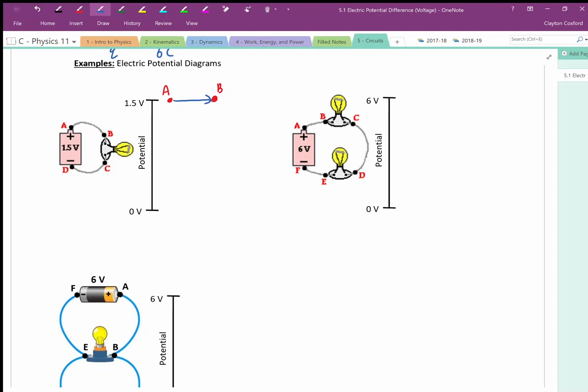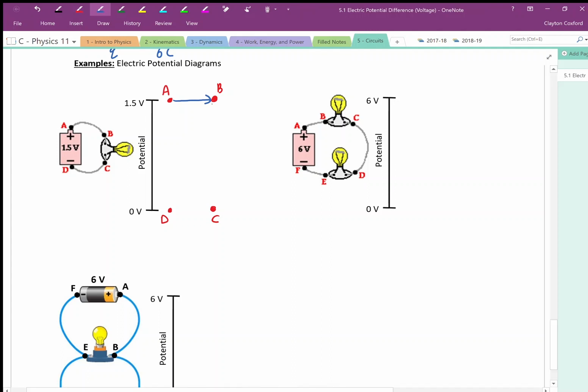But then these charges are going to flow through this light bulb. You can see here locations C and D are also connected by a wire, which means that those two locations are also going to have the same amount of potential. And if location D is at the negative terminal of the battery, we would say that it has a potential of 0 volts. That's location D, which means that location C must also be at 0 volts.